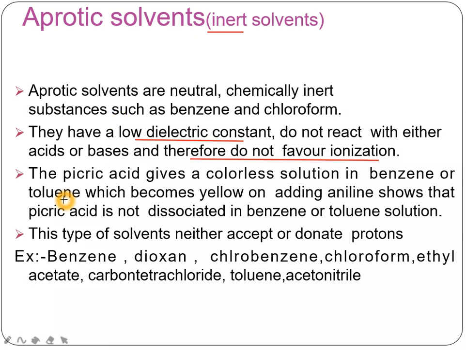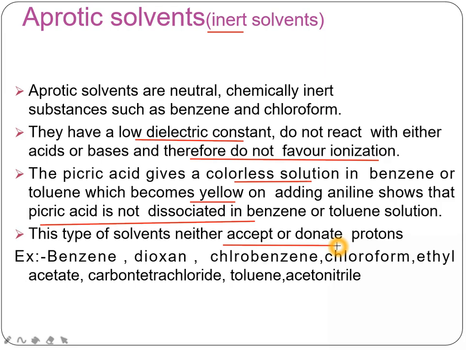The aprotic solvent can be explained with the example of picric acid. Picric acid will give a colorless solution in benzene or toluene, but when we add aniline, it will become yellow in color. This shows that picric acid is not dissociated in benzene or toluene, but it dissociates in the aniline solution. This type of solvents, aprotic solvents, neither accept nor donate protons. Aprotic means they are not responding to protons, they are neutral. Examples are benzene, dioxane, chlorobenzene, chloroform, ethyl acetate, carbon tetrachloride, toluene and acetonitrile.